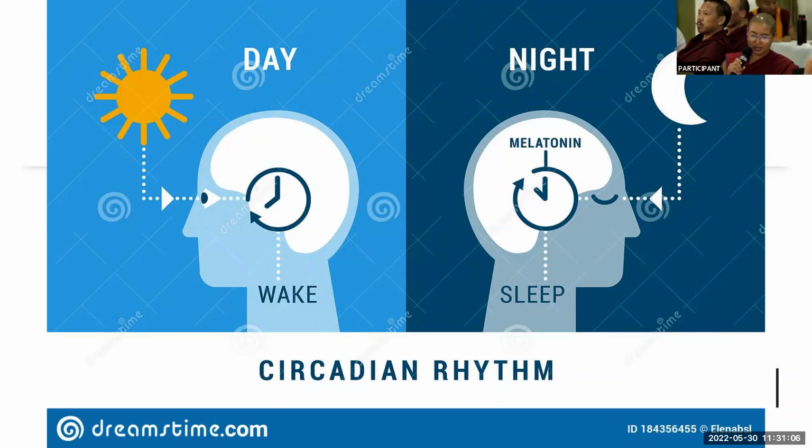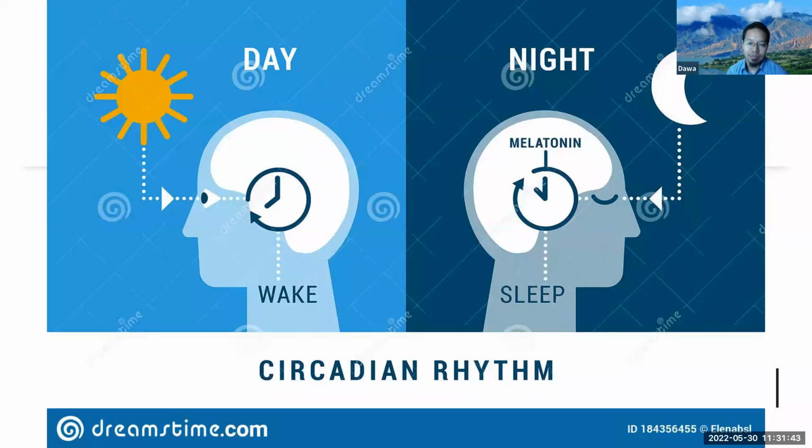So the question is, can we define all actions by circadian rhythm? I'm a little confused with the circadian rhythm because it seems like all actions can be a circadian rhythm. Is it true? No, not all actions are circadian, right? Not all actions are driven by night and day. Some cycles are driven with longer periods beyond night or day.